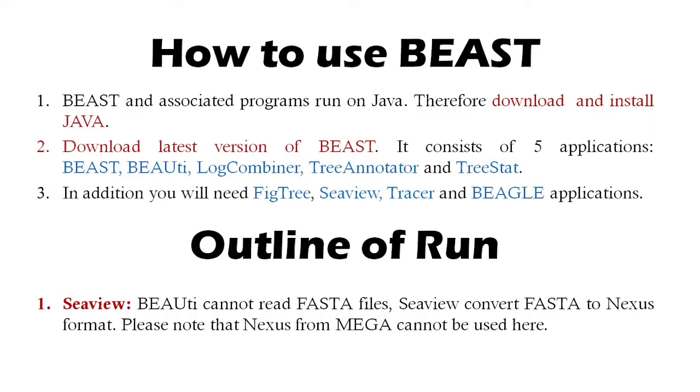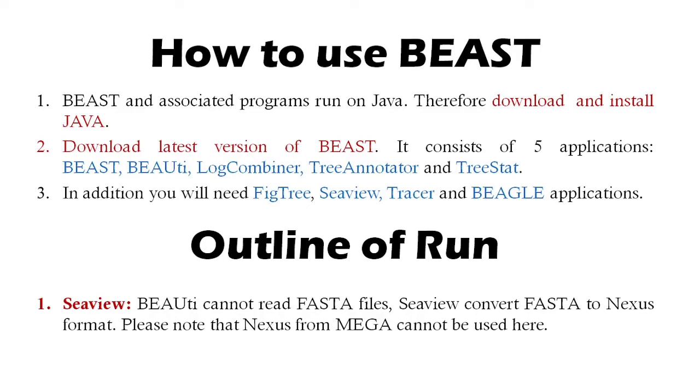Second, you will have to download the latest version of BEAST. And for your knowledge, when you download the BEAST software, it will contain 5 applications within it: BEAST, BEAUti, LogCombiner, TreeAnnotator and TreeStat. In addition, you will need other applications like FigTree, CView, Tracer and BEAGLE. Here is the outline of the run.